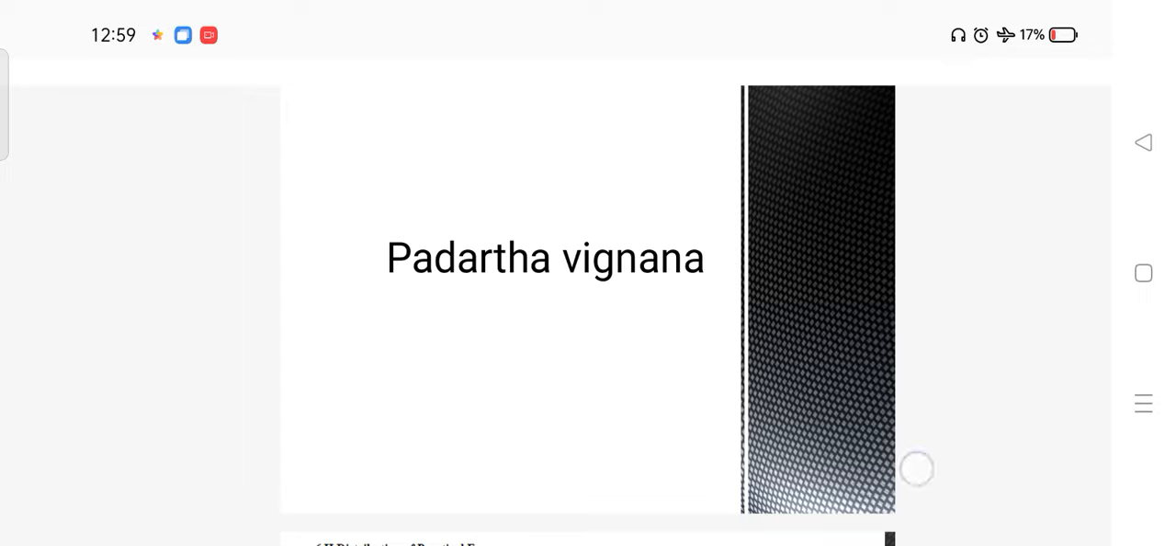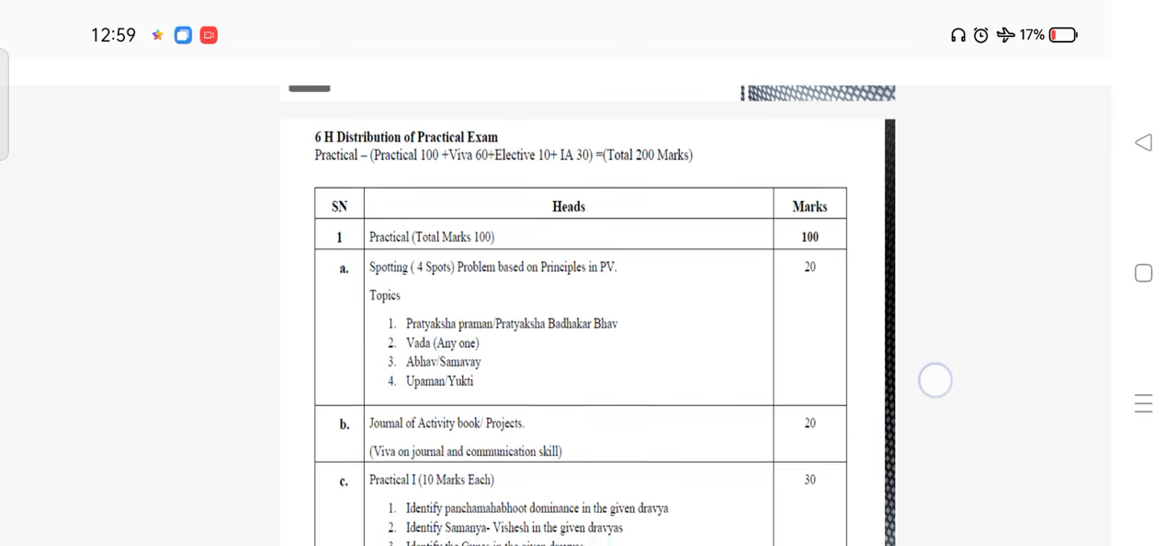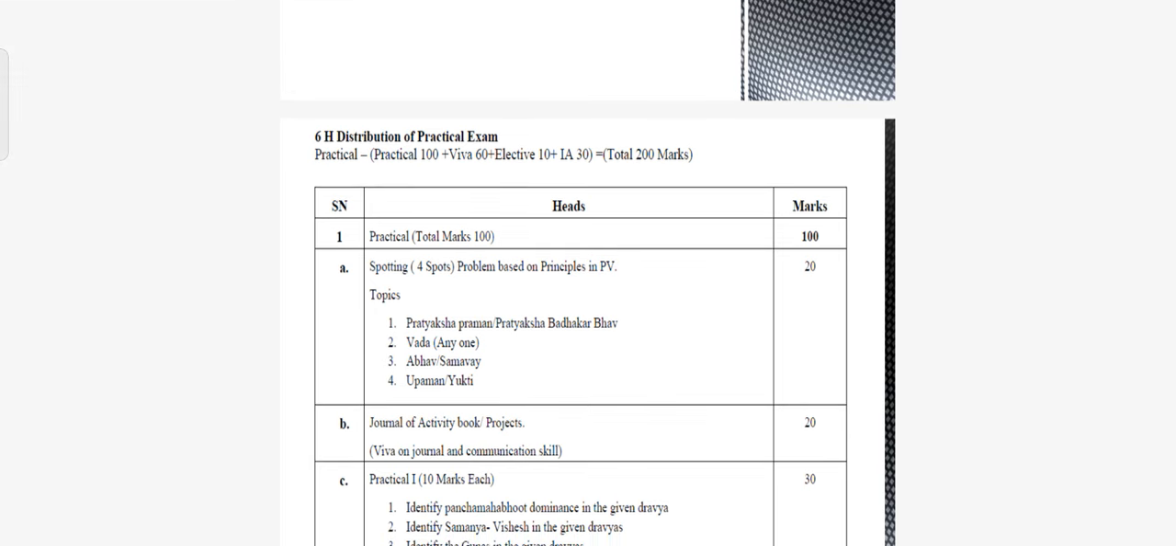So the practical exams is going to be for 200 marks, where the practicals, that is the written aspect, is going to be for 100. Viva, where the questions will be asked regarding the subject matter, that is for 60.